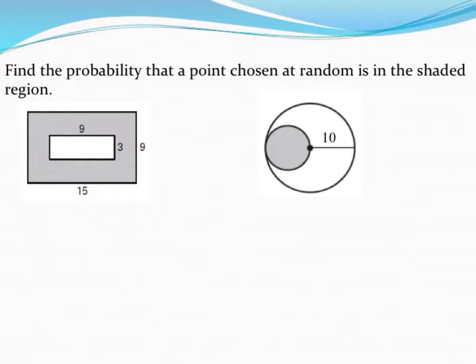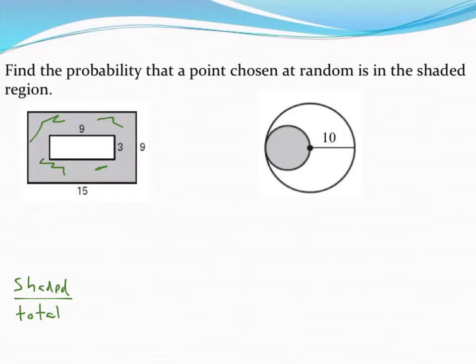To find the probability that we select a point at random that lies in the shaded region of these figures, we're going to set up a fraction. And that fraction is going to be the area of the shaded region divided by the total area of the figure. Setting up that fraction will help us find the probability. We'll divide that to get a decimal, and then multiply that decimal by 100 to get our percentage.